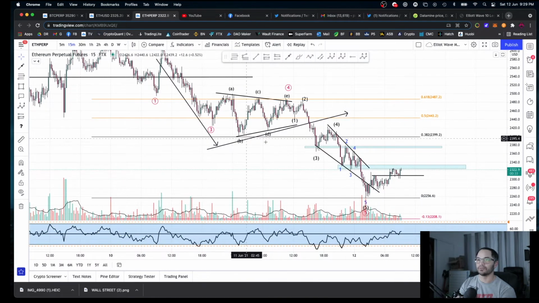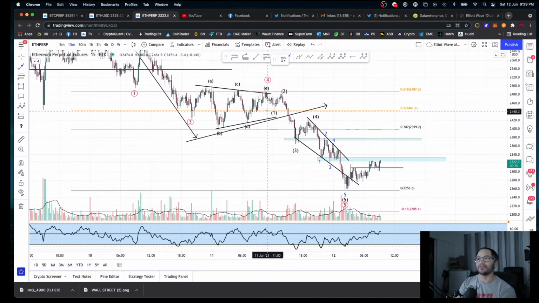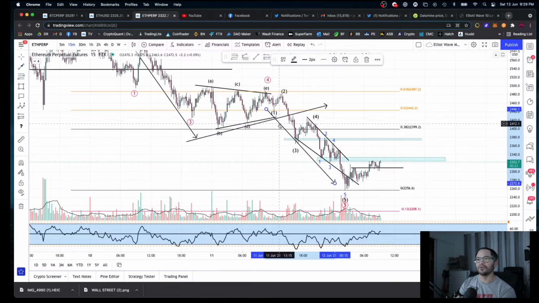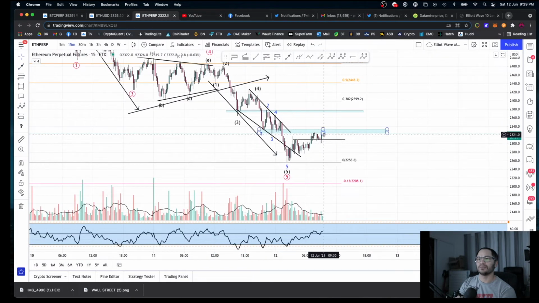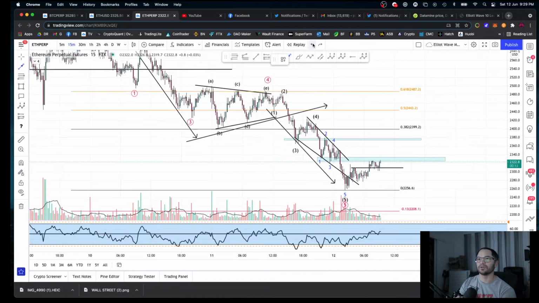All right, so this is a triangle. Triangles are sideways, but it's a pullback. Then we have another impulsive move. And now what's happening here? Well, until proven otherwise, this is a corrective move. It hasn't gotten impulsive, if you ask me. It's not steep enough.